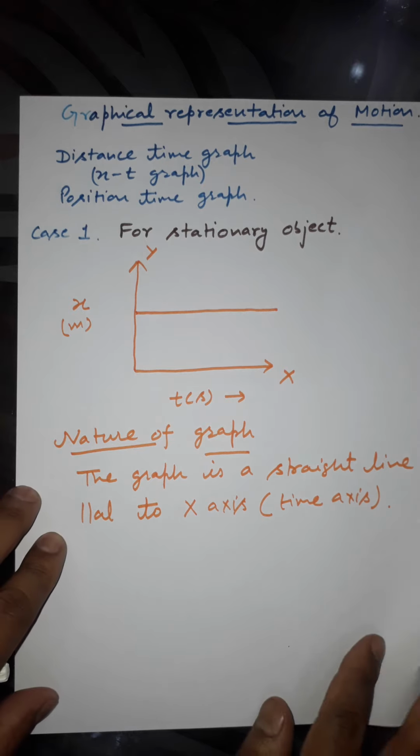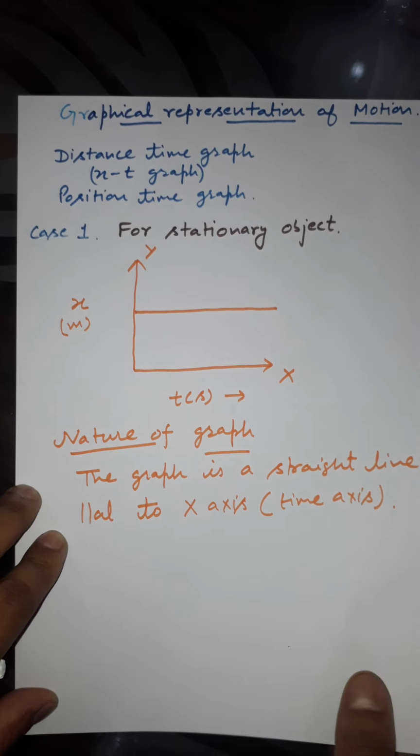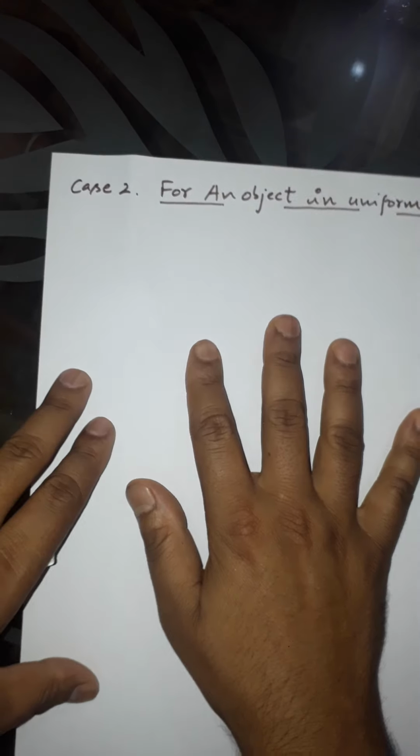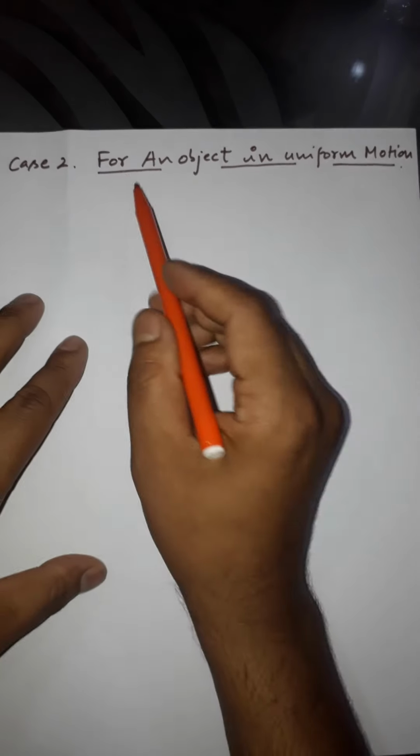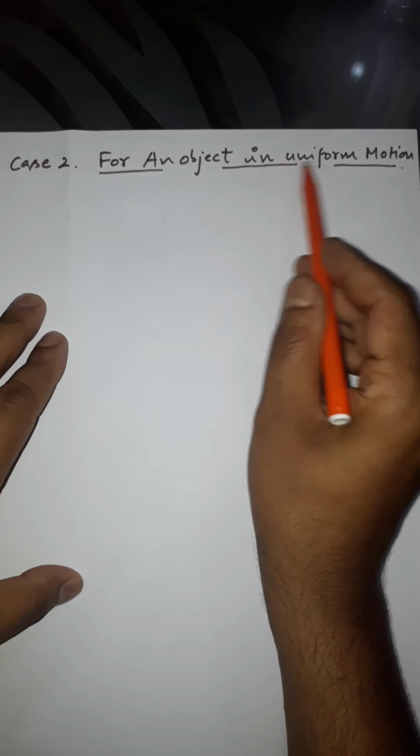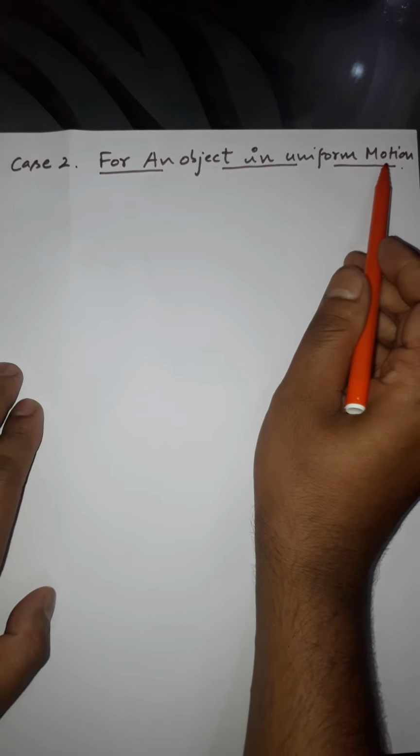So second case we have, second case. Okay, xt graph. So second case is for an object in uniform motion.